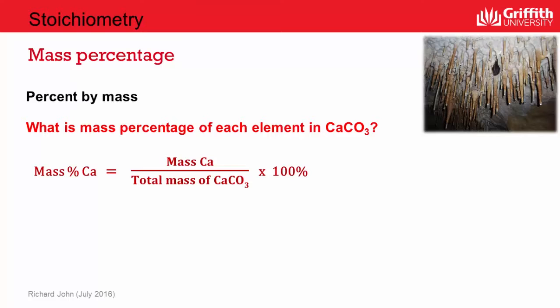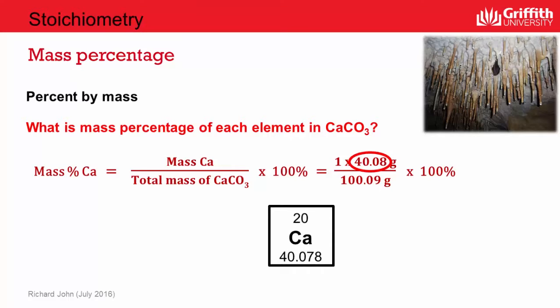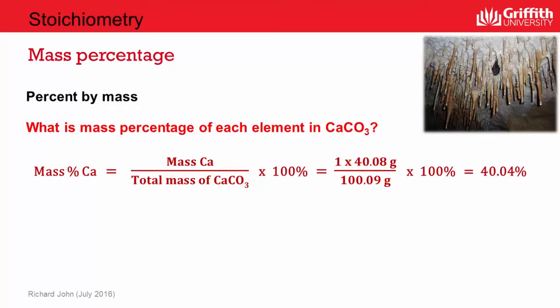The mass percent of calcium is the mass of calcium over the total mass of the compound. That's the 1 times 40.08 over the 100.09, remembering that this number here we're getting from the periodic table, and this number here is the molar mass of the whole compound. And when we plug those numbers into our calculator, we get the number 40.04%.